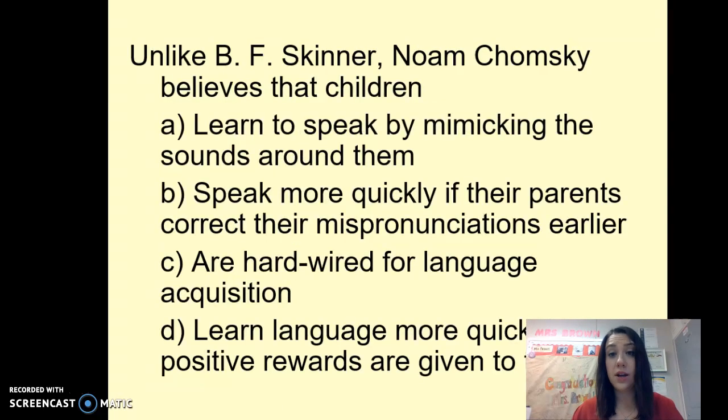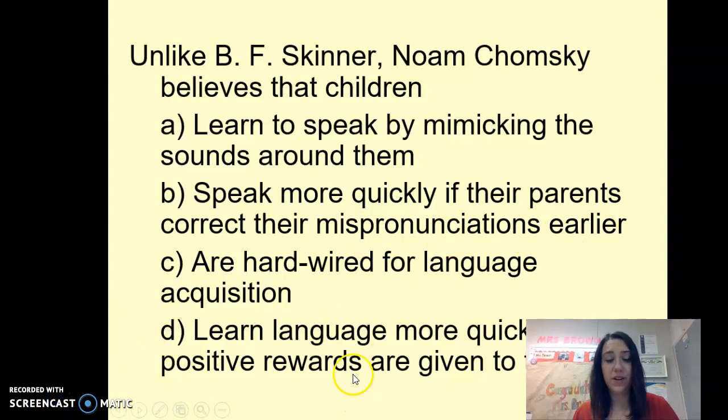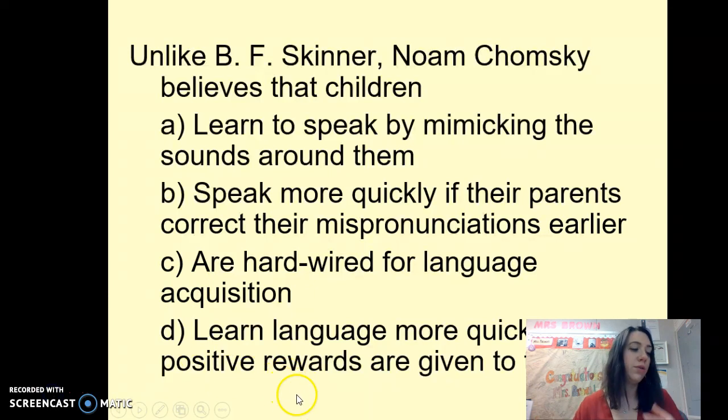Unlike B.F. Skinner, Noam Chomsky believed that children learn to speak by mimicking the sounds around them. No, that would be Bandura in social learning, behaviorism. Speak more quickly if their parents correct their mispronunciations. That would be B.F. Skinner. Would also be B.F. Skinner, using rewards. So the answer is C, are hardwired for language acquisition. So hopefully you feel good.